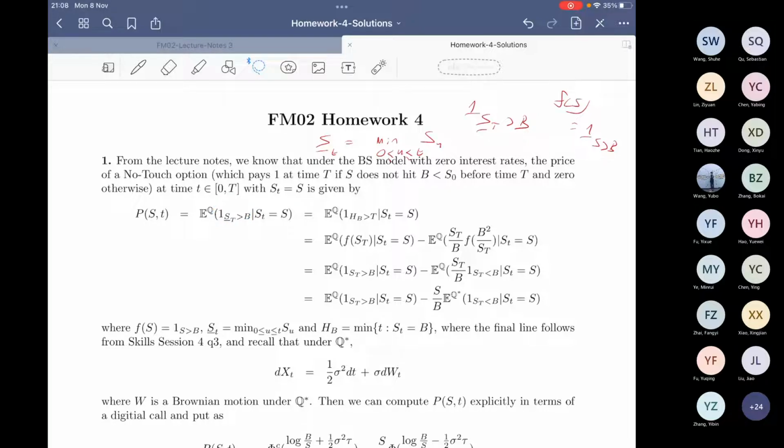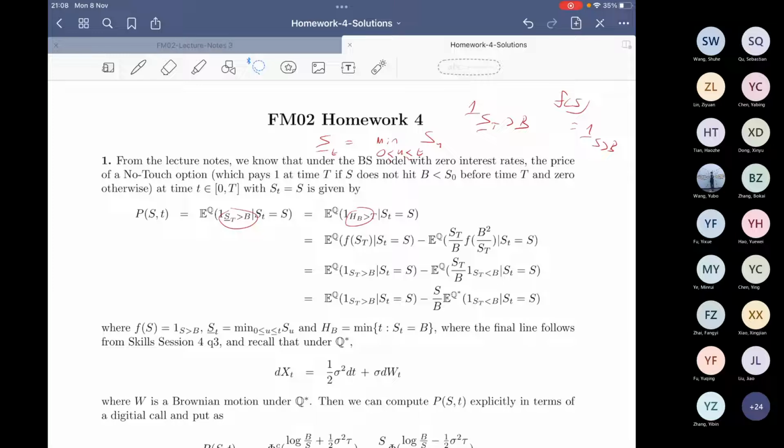So the event that the minimum stock price at time capital T exceeds B is the same as the event that the hitting time to the level B is greater than T. That's just common sense, because if the stock price hasn't hit B, it means that the time at which the stock price does hit B must happen after time T. Although I don't think, at least in this part of the question, I actually need this H_B thing, but I think it comes into play later in the question.